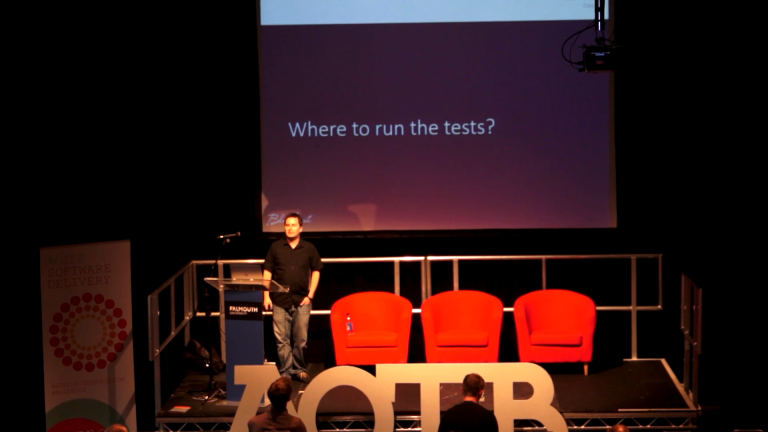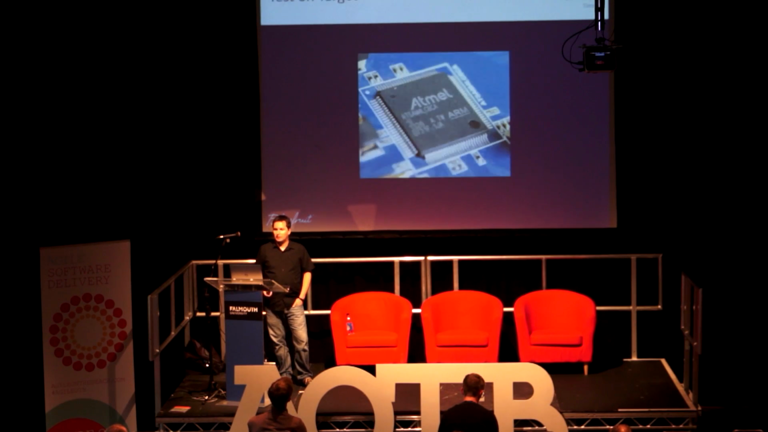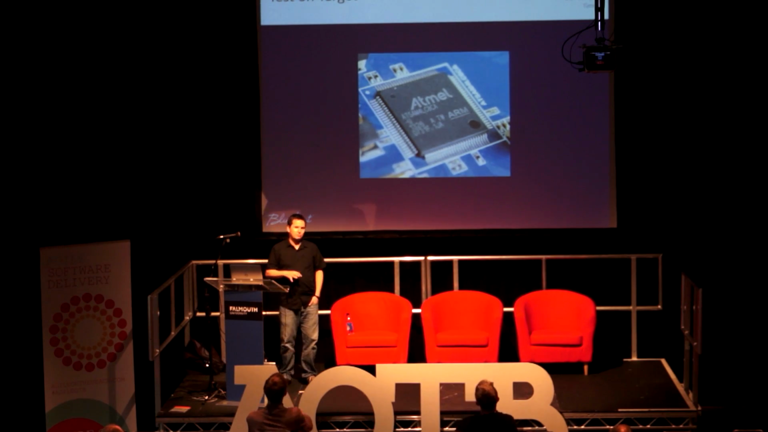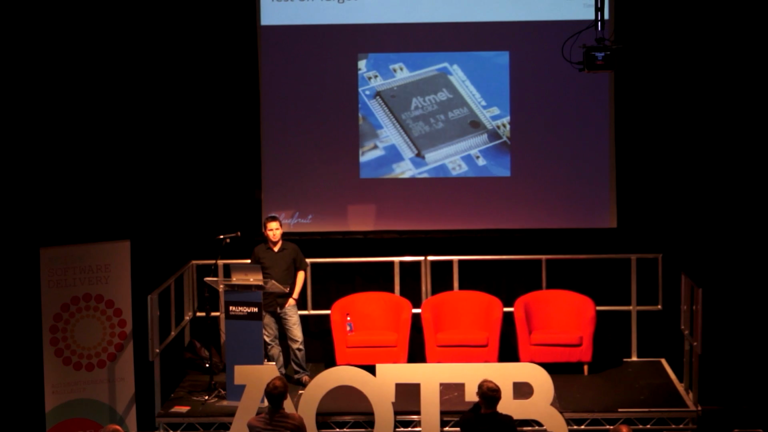So when we started TDD, we first needed to decide where we're going to run the tests. And we started with what seemed like the obvious option, to test on the target. And this actually worked really well for our first couple of projects, and it worked well for the first few months of our third project. But as our code base began to grow, this process started slowing us down.